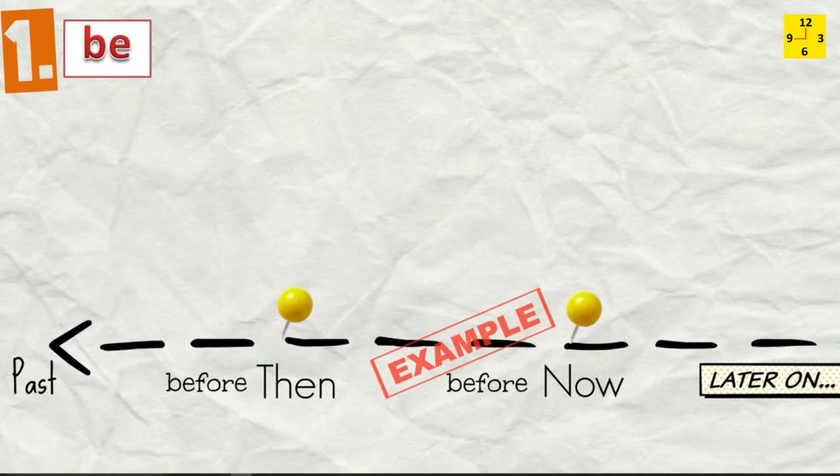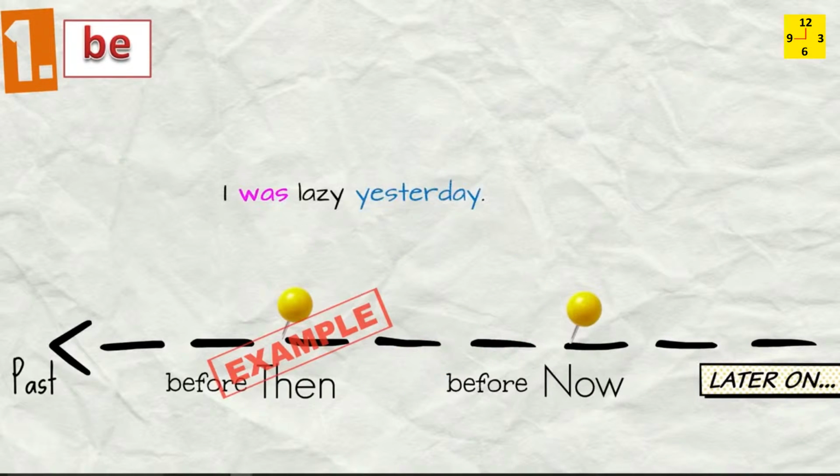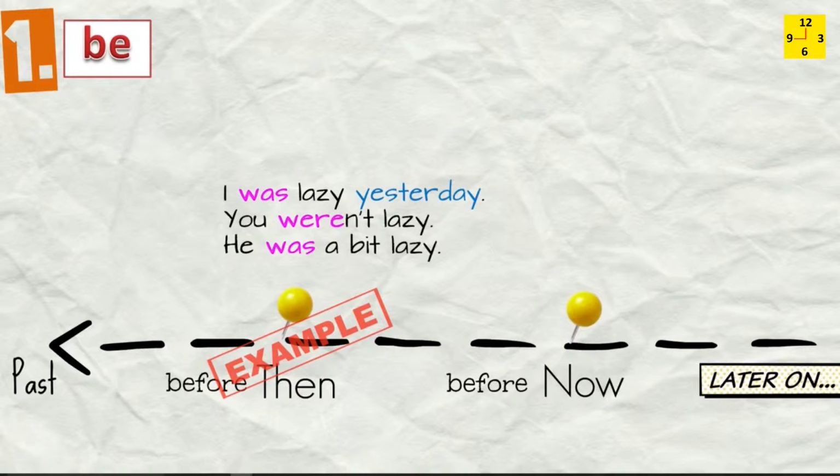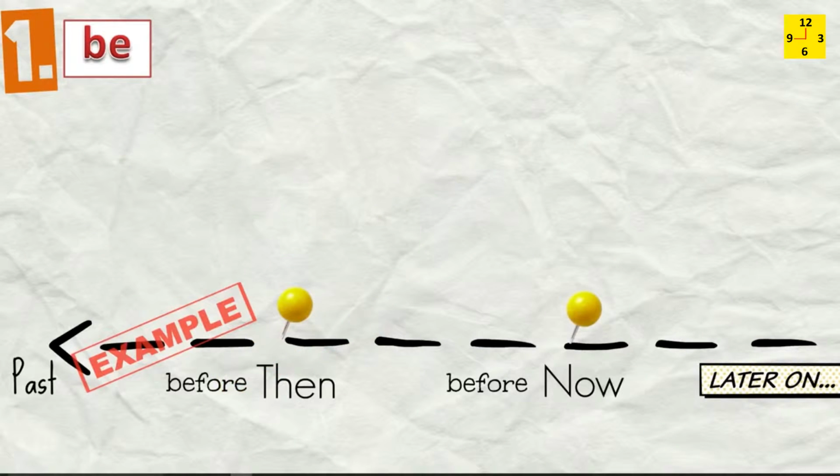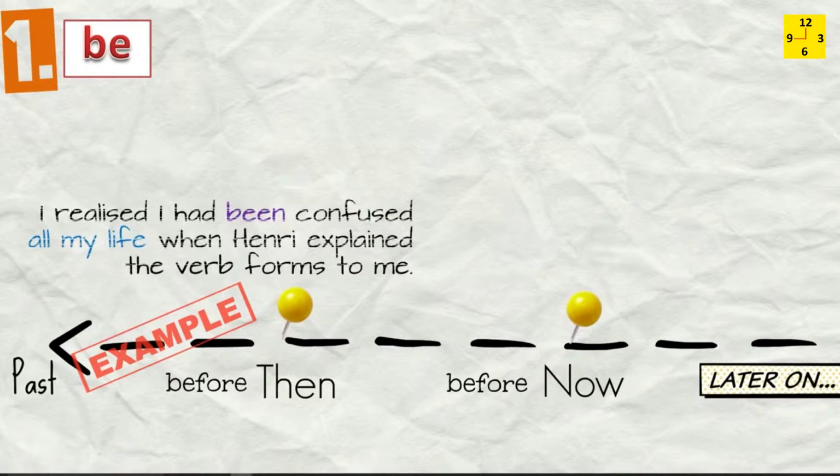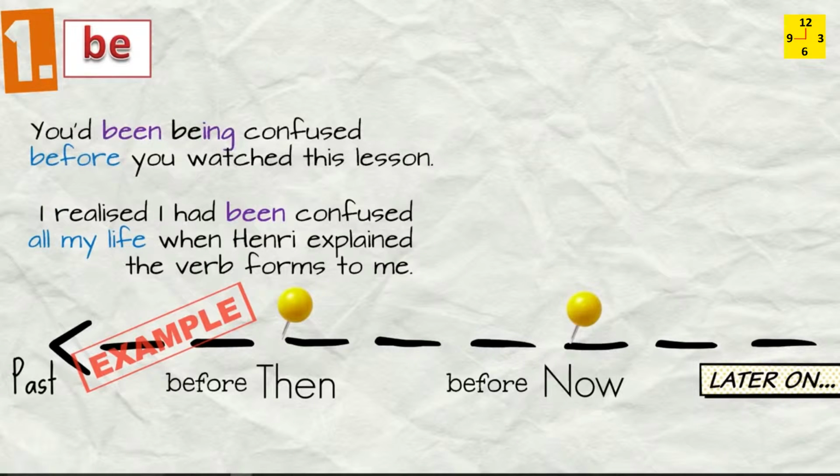The past, I was lazy yesterday. You weren't lazy. He was a bit lazy. You were being confused. And before then, I realized I had been confused all my life when Henry explained the verb forms to me. You'd been being confused before you watched this lesson.